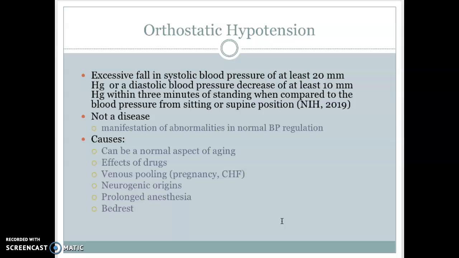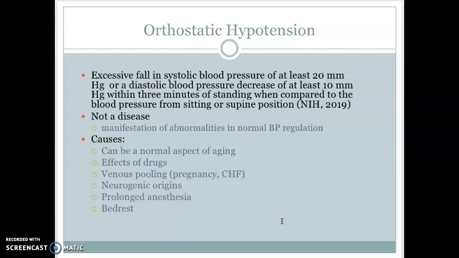And so that is why orthostatic hypotension happens. It's not a disease, it's basically the body system not responding effectively to a position change. It can be something that's merely related with aging. It can be a side effect of medications. If a patient has congestive heart failure or is pregnant, that can also be a reason that the system would not respond quickly enough when you have a major body position change.